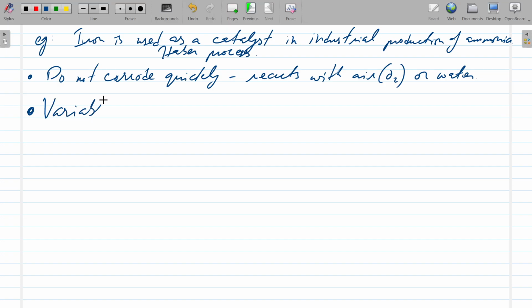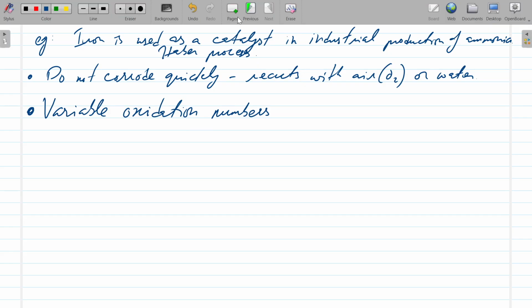I have a question. You said that for the iron they do not corrode quickly. Is it because they are used as catalysts? No, those are two different things. They can be used as catalysts. That's one of the uses of transition metals. And the fact that they do not corrode as quickly as other metals, that is another property.